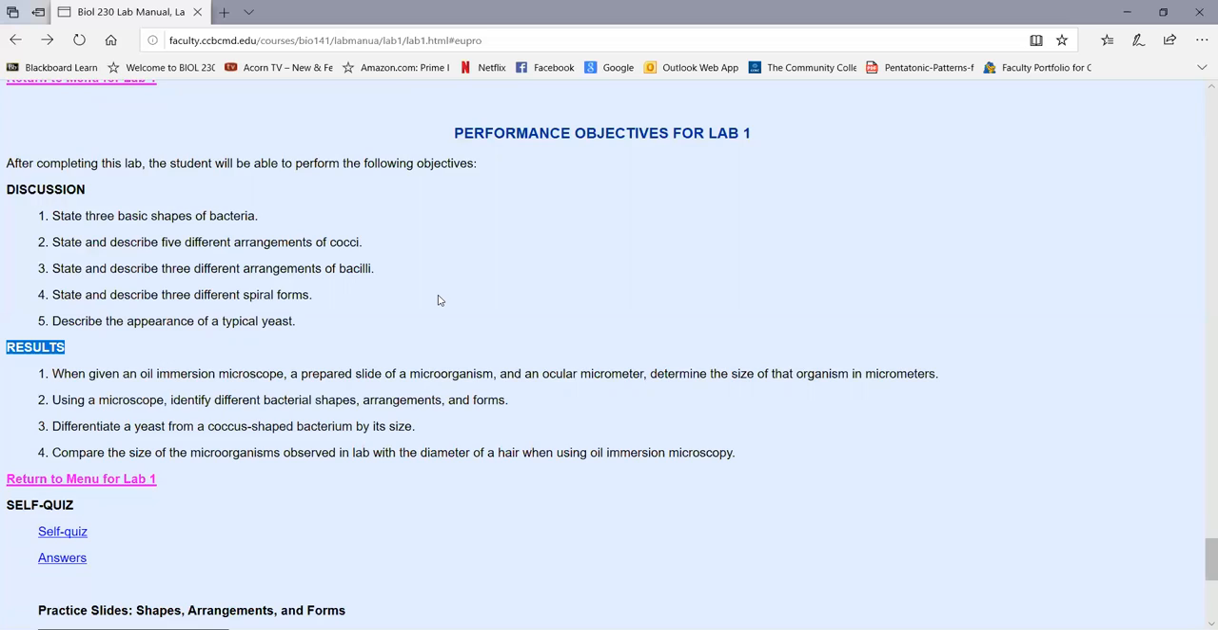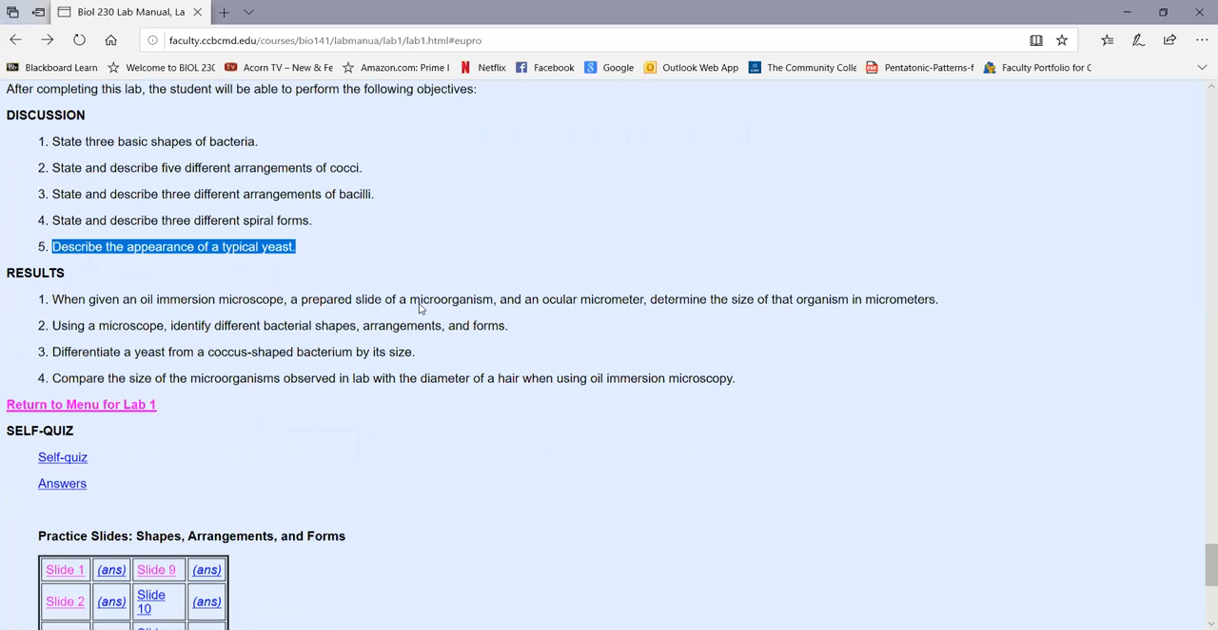Most people will answer the objectives, write them out, and then learn them, so you're all ready for the first lab quiz. But after today's lab, you should be able to state the 3 basic shapes of bacteria. So if I say shape, you should know which of those 3 terms to use: coccus, bacillus, or spiral, as we'll see. State and describe 5 different arrangements of cocci. State and describe 3 different arrangements of bacilli. State and describe 3 different spiral forms, and describe the appearance of a typical yeast. So those could be theoretical questions.